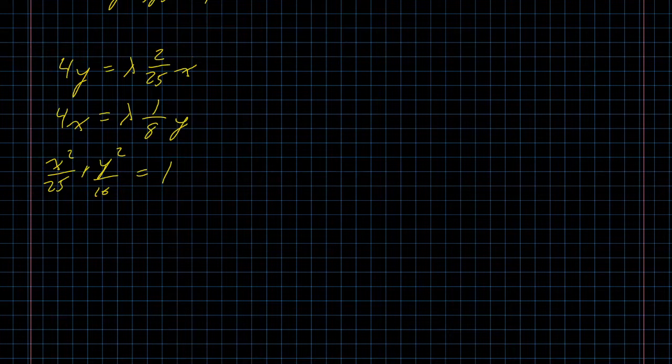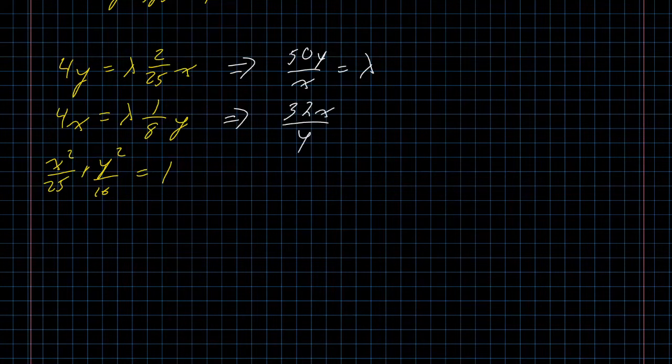And let's do exactly that. Let's rearrange this first equation. Multiply by 25 over 2, divide by x. Looks like we're going to end up with 50y over x is equal to lambda. Multiply this equation by 8, divide by y. It looks like we're going to get that 32x over y is equal to lambda.